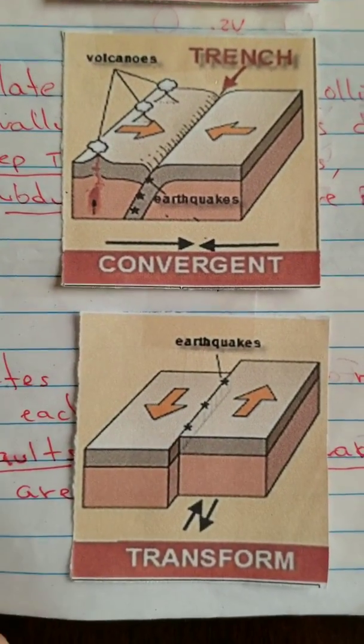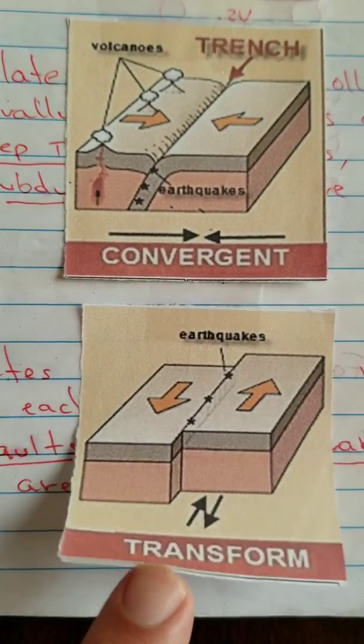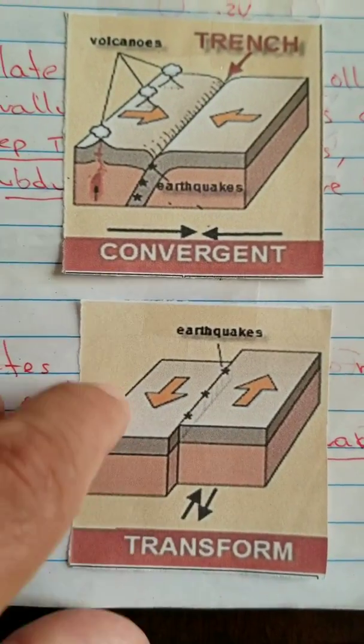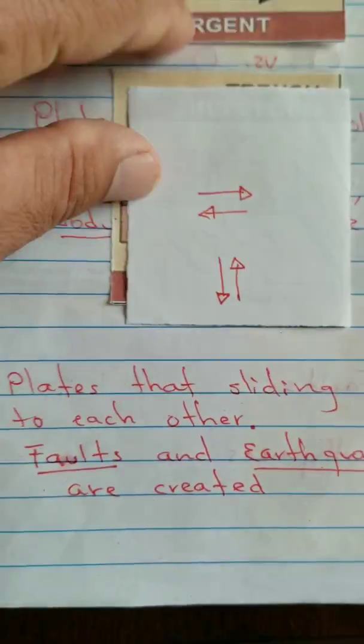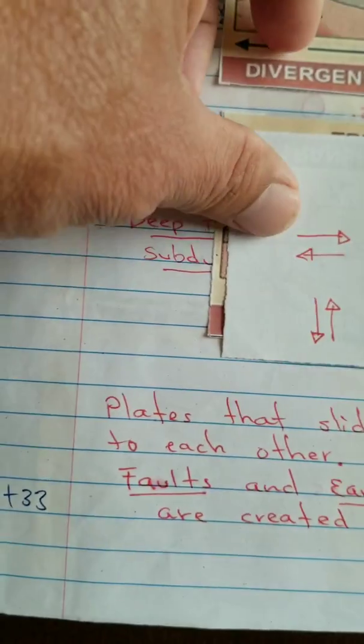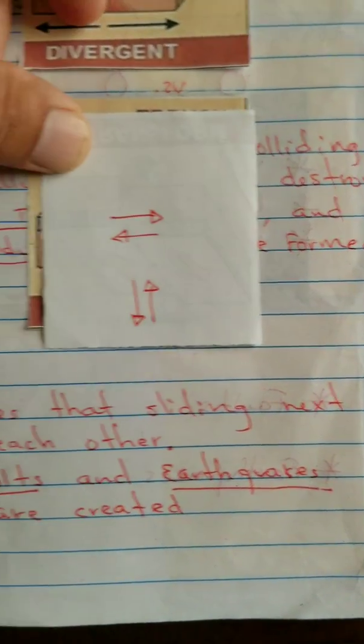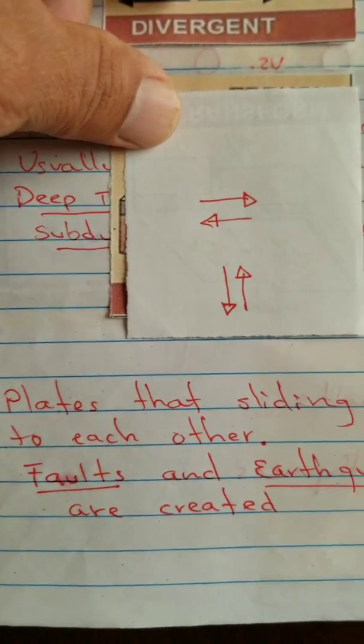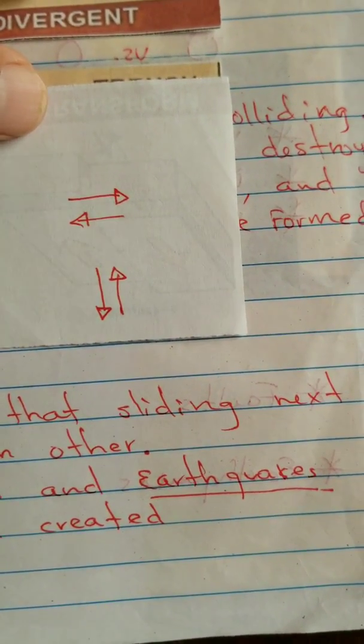And the last one is transform. The main thing that you see here are going to be earthquakes. These are plates that are sliding next to each other. Faults and earthquakes are going to be created.